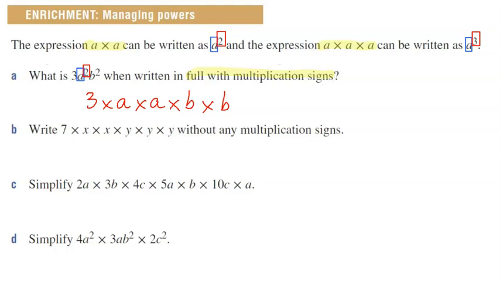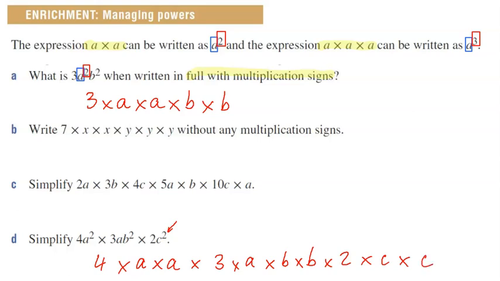So just have a look at part D. That will be 4 times A times 3 times A times B times 2 times C times C. And when you look at this expression in expanded form, you think, gee, thank goodness for index form.